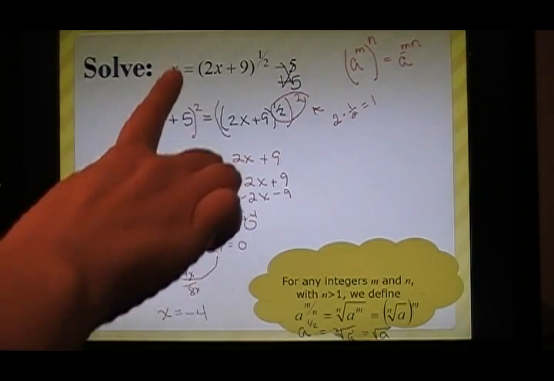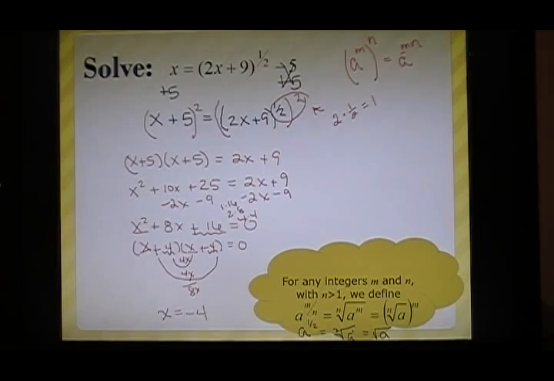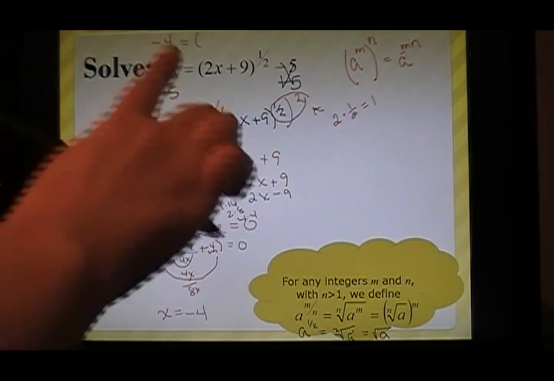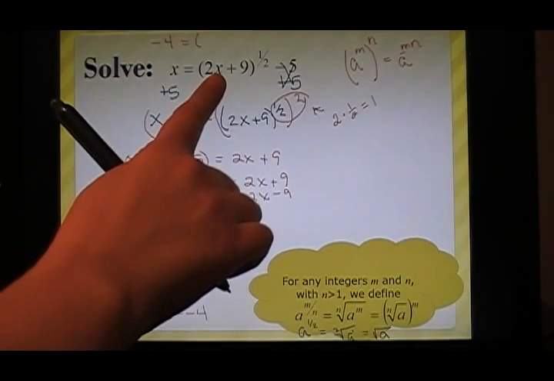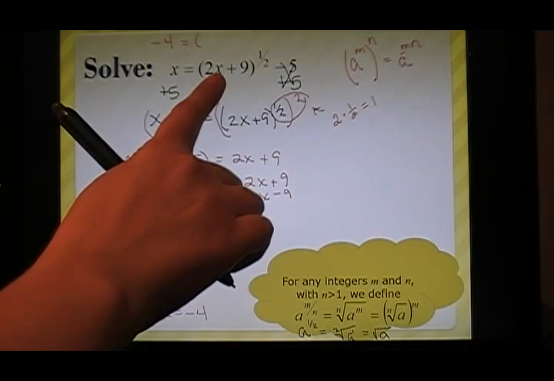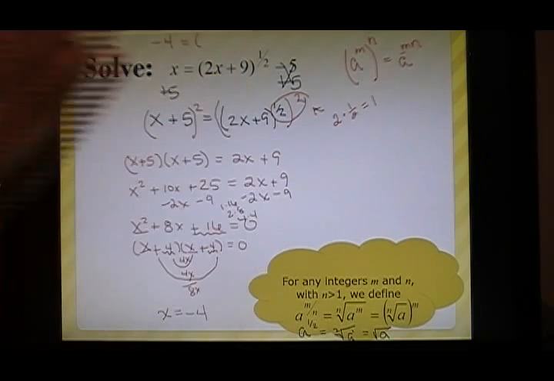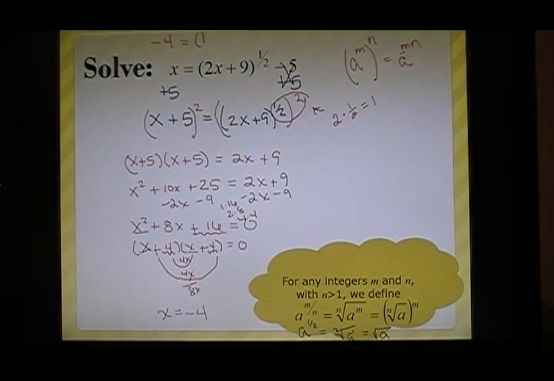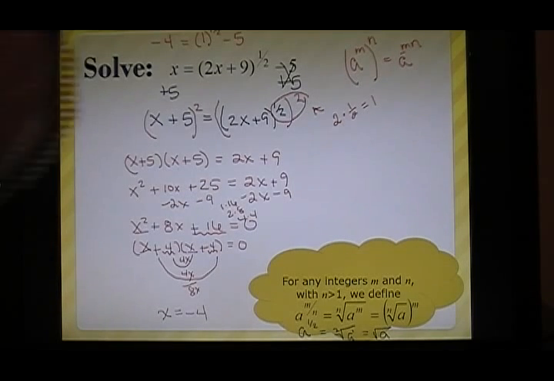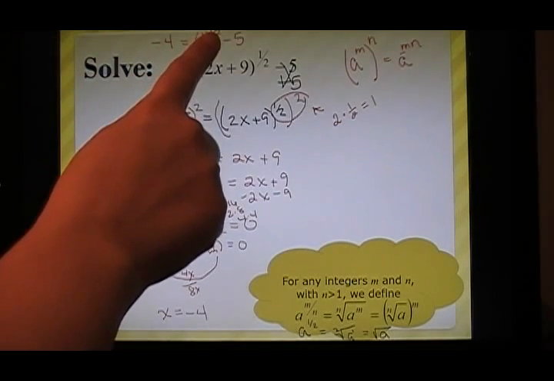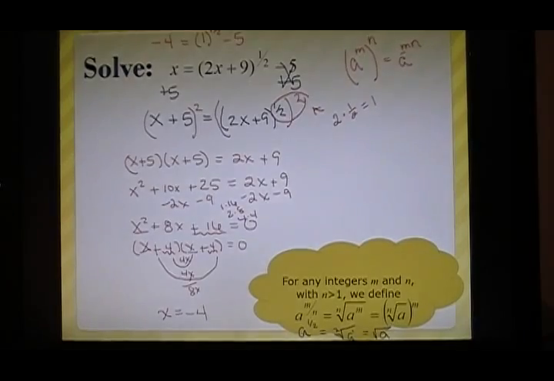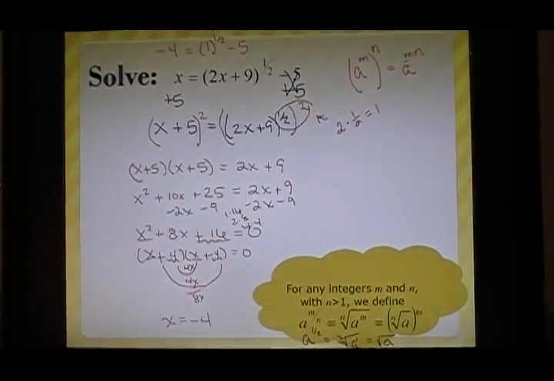Checking. If you substitute negative 4 in for x, so we've got negative 4 equals 2 times negative 4 is negative 8. Negative 8 plus 9 is 1. So we have 1 to the 1/2 power minus 5. So 1 to the 1/2 power, that's the same as the square root of 1. Here, I'm going to move this up a little.